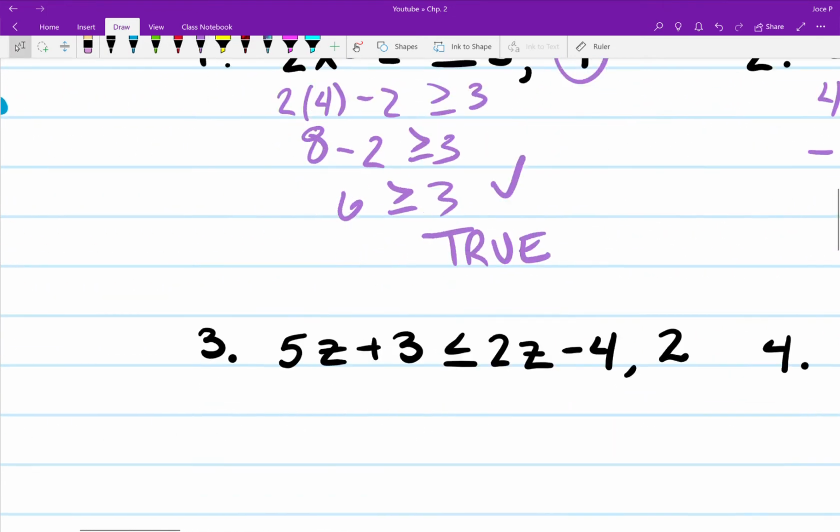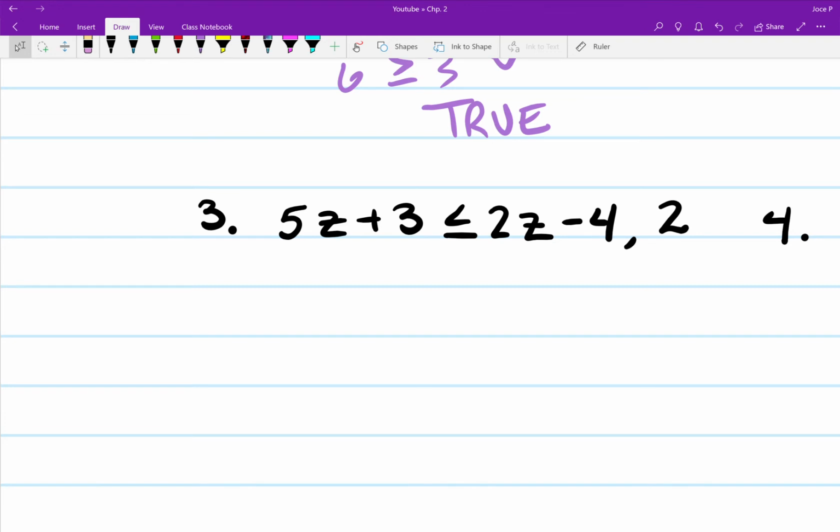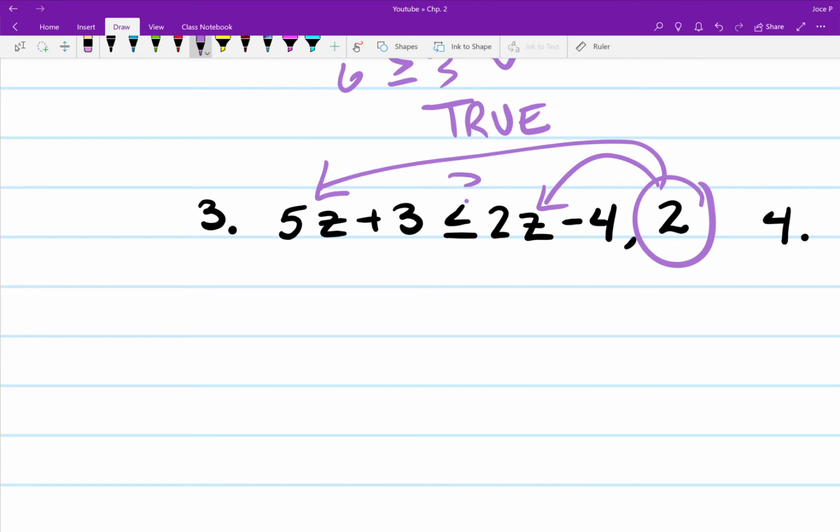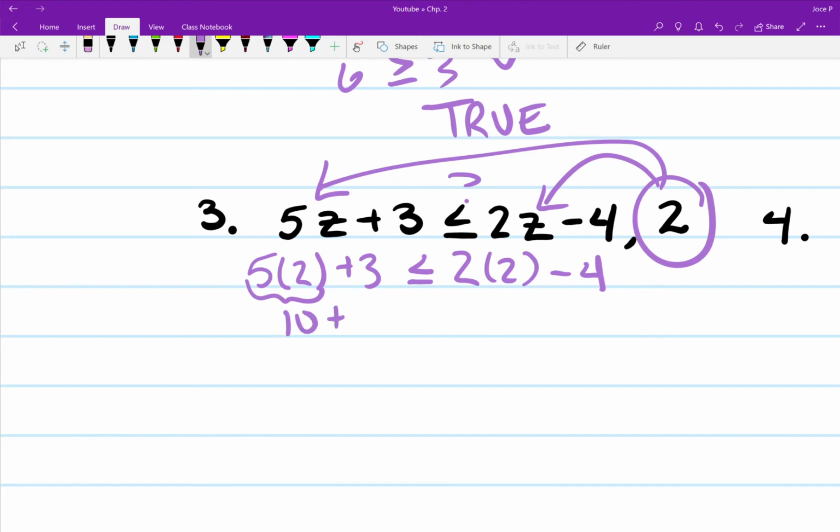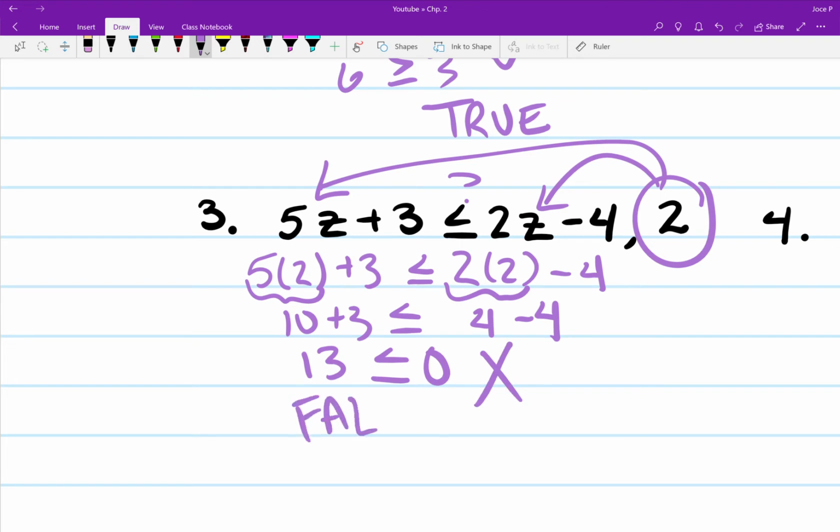Fantastic. Number 3. Oh, we have 2 things on each side here, so we're going to have to put 2 in here and 2 in here. 5 times 2 plus 3, is it less than or equal to 2 times 2 minus 4? This all together is equal to 10 plus 3, less than or equal to 4 minus 4. 13 less than or equal to 0? No, it is not. This is false. 2 is not a solution.